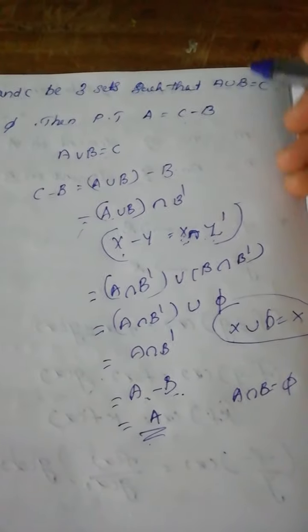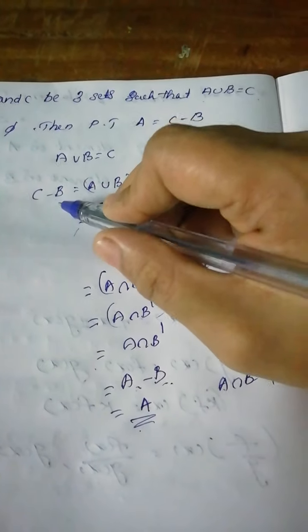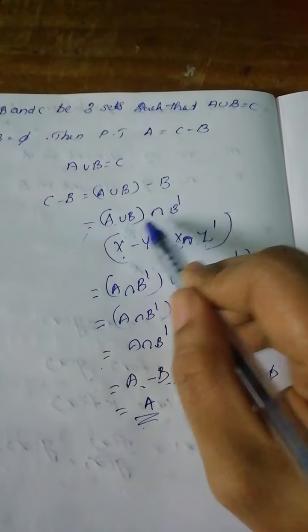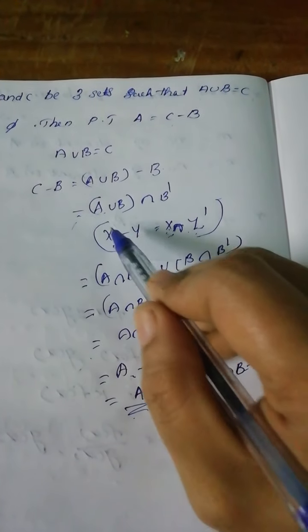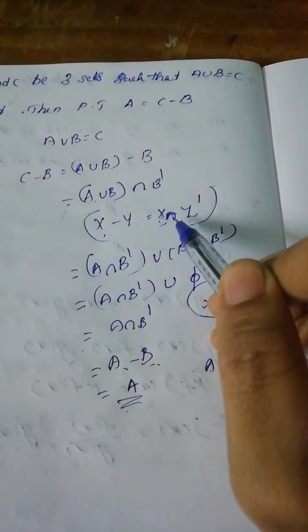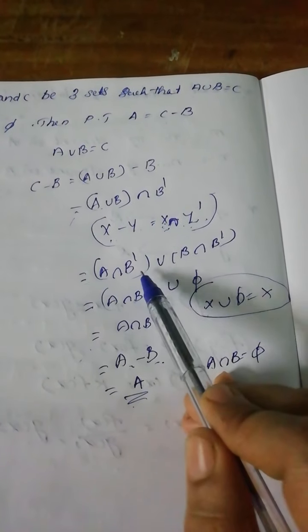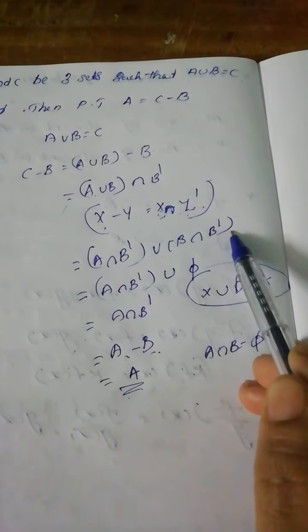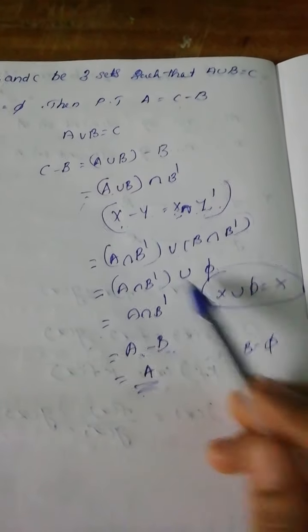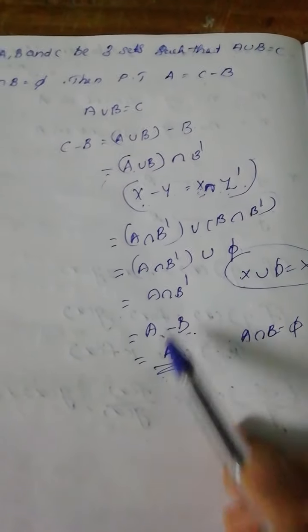Once more, we take the relation A union B is equal to C. After that, we put minus B on the right side and left side of the equal sign. After that, A union B intersection B complement, because this result is given from the formula x minus y is equal to x intersection y complement. After that, A intersection B complement union B intersection B complement. We know that B intersection B complement is null set. From this union, we get A intersection B complement, which is equal to A minus B.